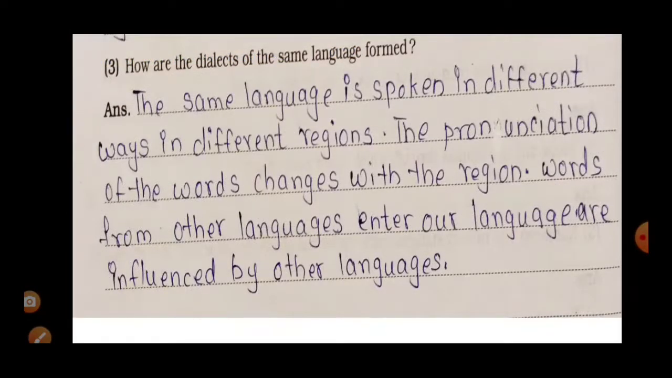Question number 3, how are the dialects of the same language formed? Answer, the same language is spoken in different ways in different regions. The pronunciation of the words changes with the region. Words from other languages enter our language, and it is influenced by other languages.